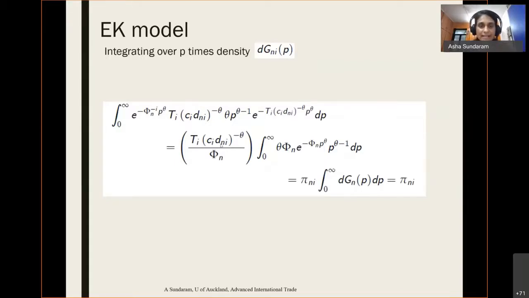Second, c_i d_ni raised to the power of negative theta. Now, the minute something is raised to negative theta, you can think of it as though it's in the denominator, right? Because I can write this as c_i d_ni in the denominator raised to the power of theta. It's easier to think of it that way. So what happens if c_i goes up? In other words, wages in China go up, or the marginal costs of production go up in China. What happens to the probability that India buys cars from China? Well, if this is in the denominator, then if c_i goes up, that probability is going to go down. Similarly, if the distance d_ni goes up, or in other words, the transport cost between China and India goes up, that's going to make it less likely that India purchases from China.